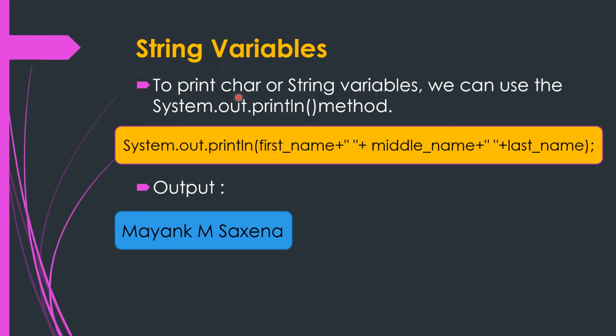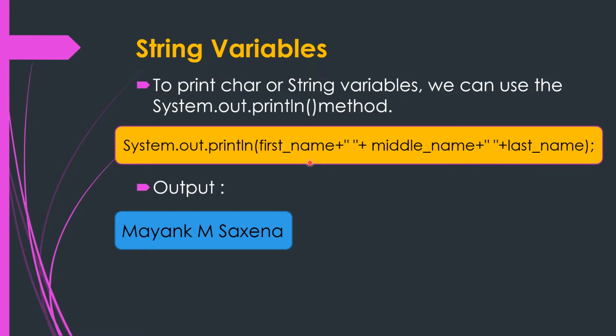To print char or string variables, we can use the System.out.println method. As we have been using this command for printing, here we are using it to print the char or string variables that we have used. And here is an example: System.out.println, then in brackets you write whatever you want to print.